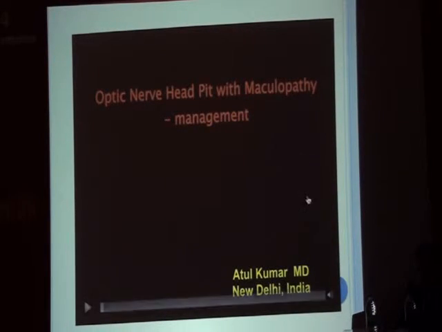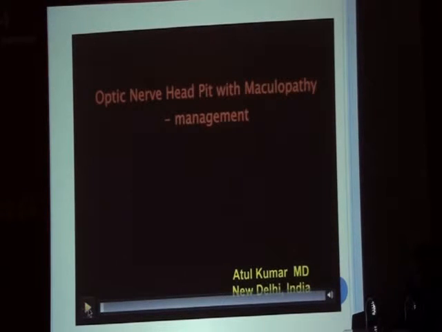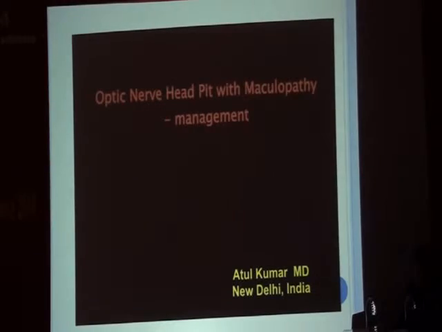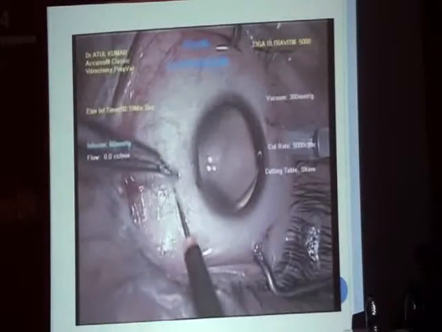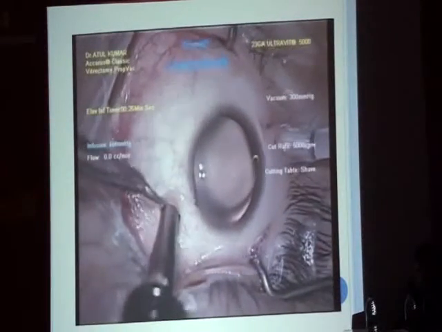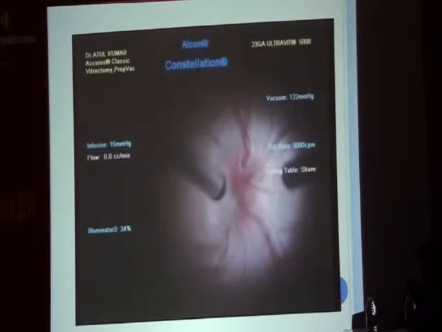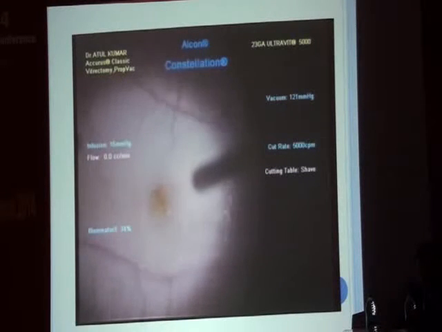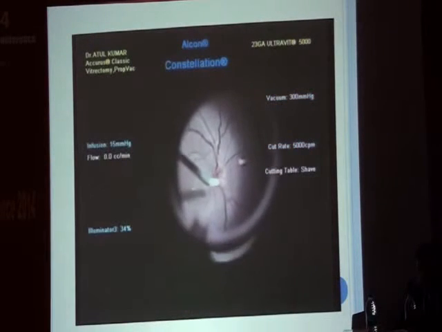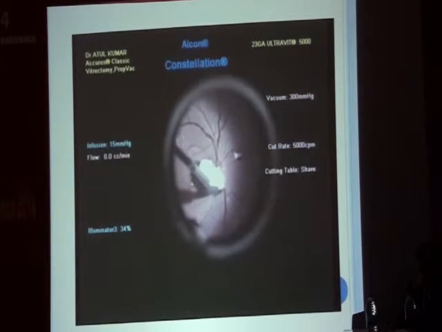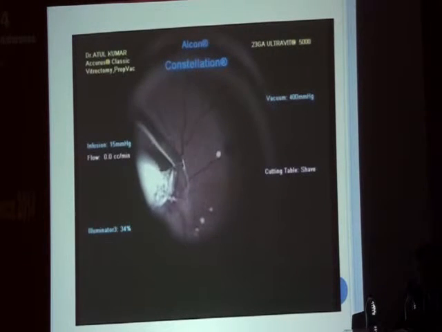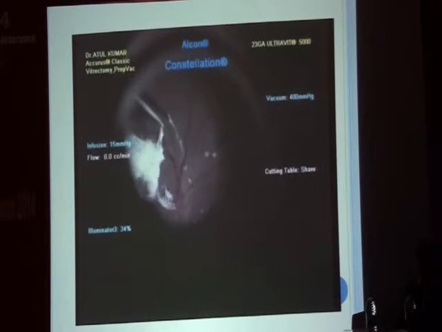So this is a short video clip. We've done a few cases, and the Japanese have again been pioneers in this kind of work. It's Dr. Hirakata, who was initially in Duke and now in Japan, and he's done pioneering work on optic nerve pits with maculopathy and myopic traction maculopathy, because they have a lot of these myopic patients in Japan.